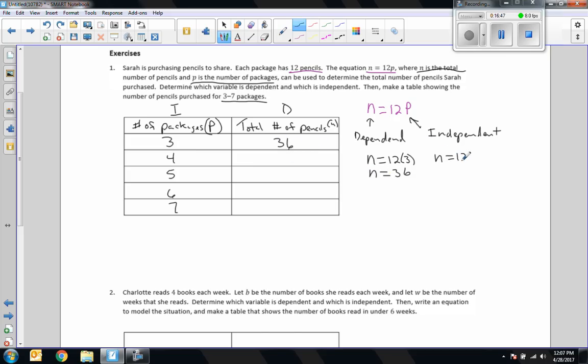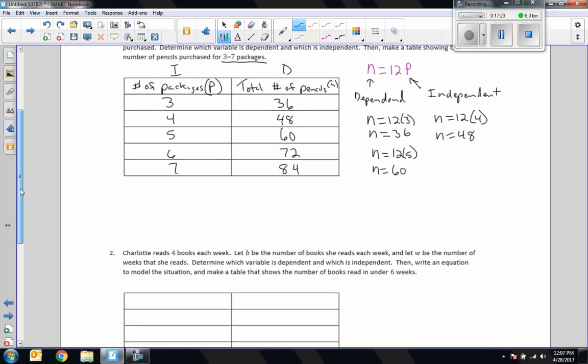N equals 12 times P. P is 4. 12 times 4, so therefore n equals 48. And so on and so on. I increase by 12. I'm going to do one more and make sure I didn't make a mistake. 12 times 5, n equals 60. So if I have 5 packs of pencils and there's 12 in a pack, I will have 60 pencils. So this is increasing by 12 every time, so that's how many are in each package. So 60 plus 12 is 72, plus 12 is 84. Again, repetitive addition is multiplication.